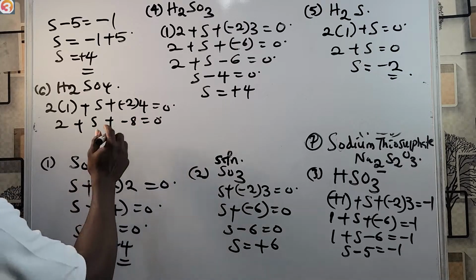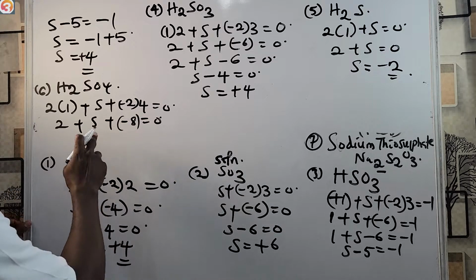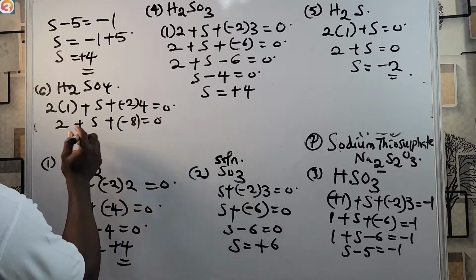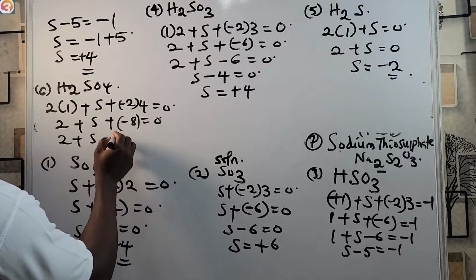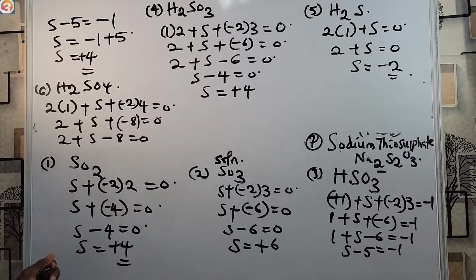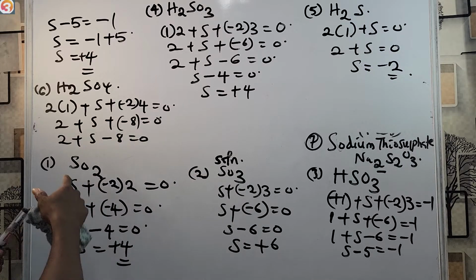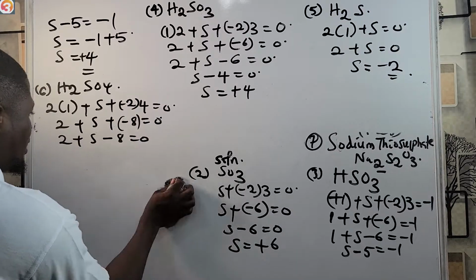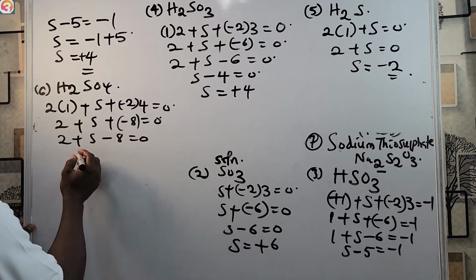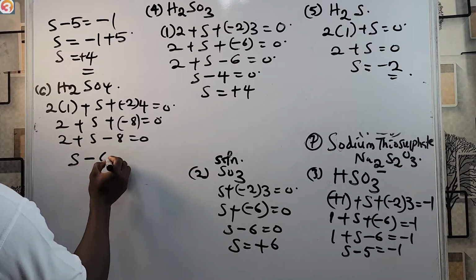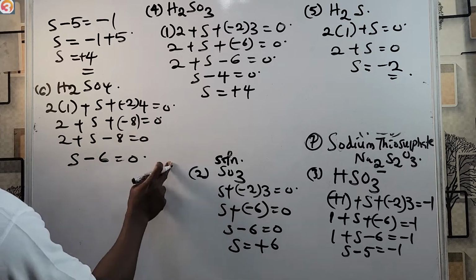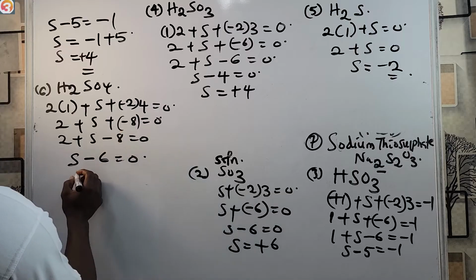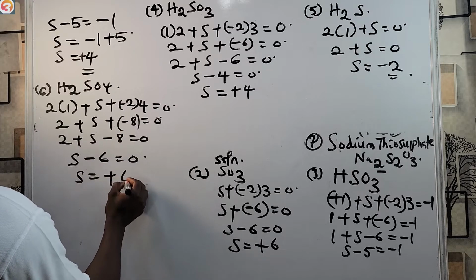All right, so I'll put this in brackets. Plus times minus is minus. So I have 2 plus S minus 8 is equal to 0. Now ask yourself, what is 2 minus 8? It is -6. That means S minus 6 is equal to 0. The -6 will cross to the other side, and I'm going to have S equals +6.